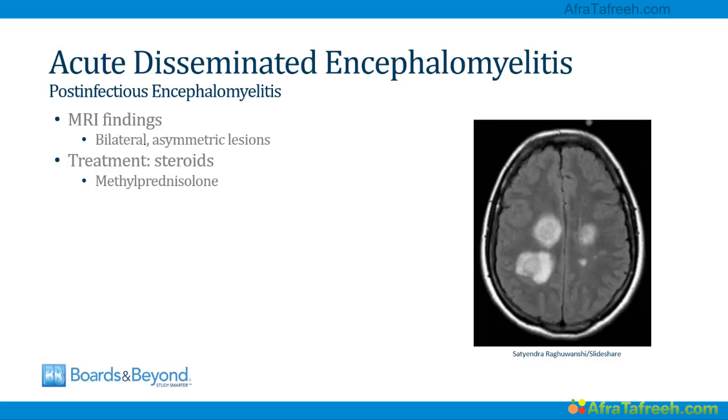If an MRI is done, it usually shows bilateral asymmetric lesions. Remember that this disorder causes multifocal neurologic problems, so there are going to be multiple different foci of lesions in the brain. And you can see an example of these lesions here. There's one here, there's one here. They're in different parts of the brain on different sides of the body. And the treatment is steroids. Usually the child is hospitalized and given intravenous methylprednisolone.